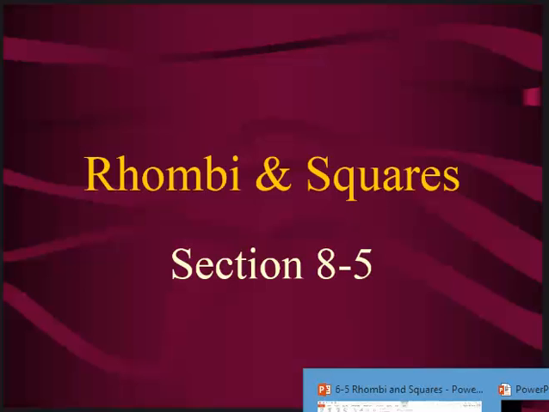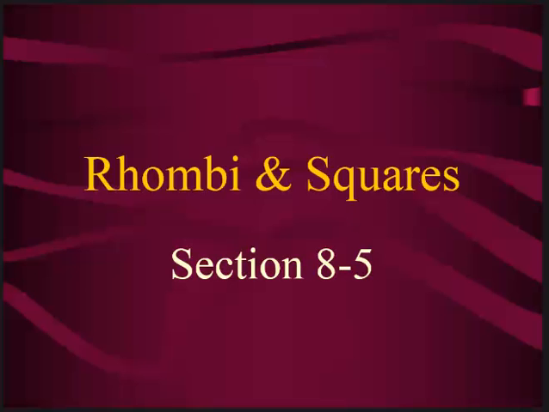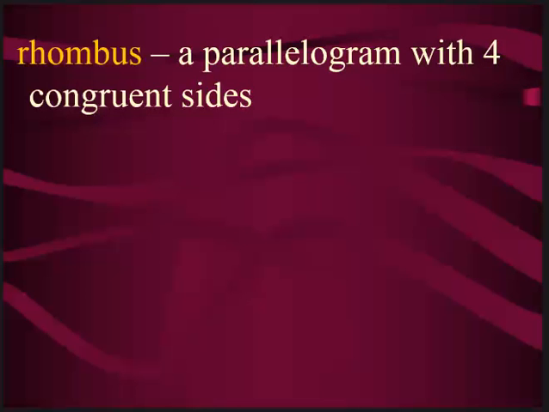Well, today we're going to do a special kind of rectangle called a square, as well as another figure called a rhombus. So let's see what the properties of those two are that make them different from the other figures that we have studied so far. A rhombus is a parallelogram, but it has four congruent sides. Okay, so all four sides are congruent. Notice that the angles are not necessarily congruent, just the four sides.